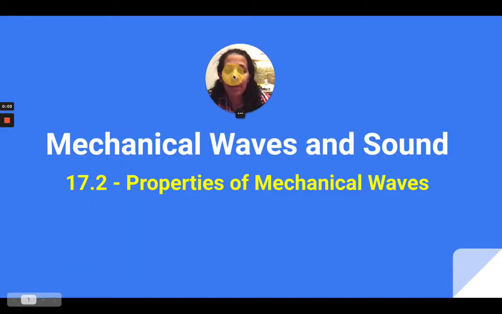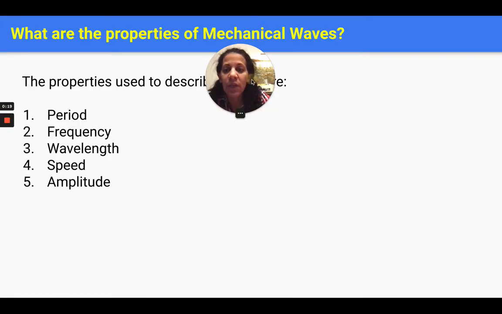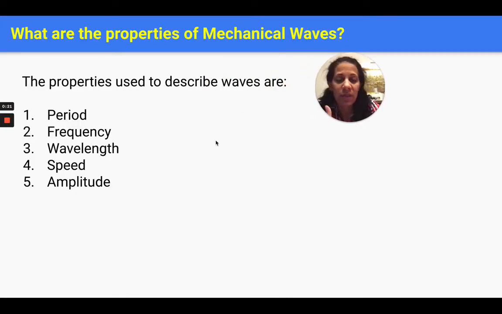Hey everyone. So this is the second lesson about mechanical waves, and today we're talking about their properties. We're describing the waves, what they look like, certain features about them, how they interact, and so on. Today we're going to talk about five properties: the period, the frequency, the wavelength, the speed, and the amplitude. We'll talk about each one in detail.